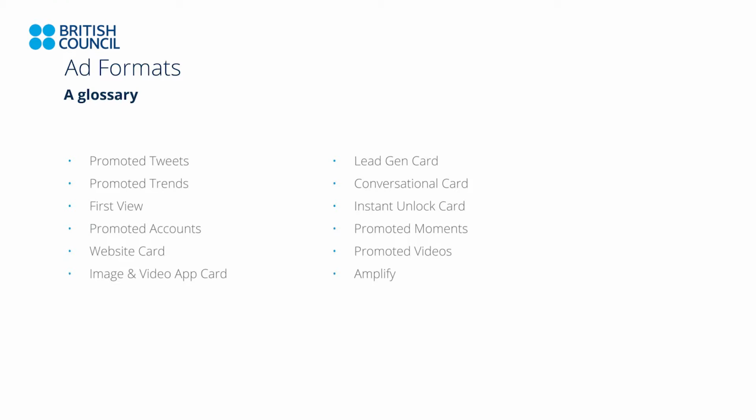You could also do promoted trends. If you want a particular hashtag or conversation to trend in Twitter, you can actually run a promoted trends campaign. There's promoted account if you want to get more followers on your Twitter account. There's website card if what you're trying to do is to get people to click and then go to your website or landing page. There's image and video app card where you are focused on getting image, photo, or video engagement for that particular campaign.